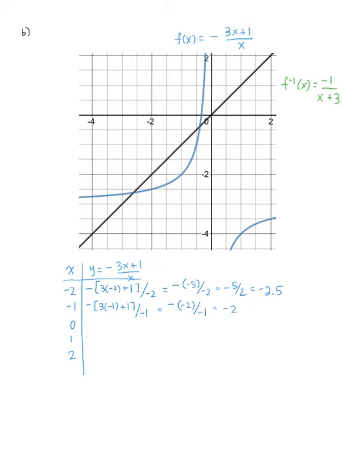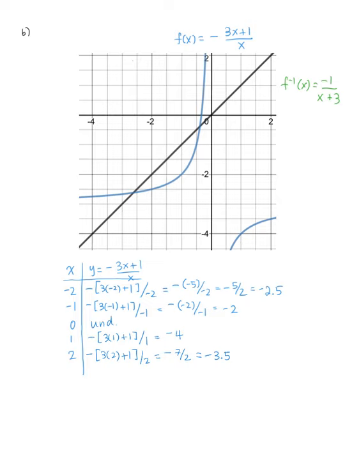All right, now let's go with when x is 0. Notice that we're going to end up getting a 0 in the denominator. So at x equals 0, your y value is undefined. All right, now let's go with when x is 1, then you're going to have negative 3 times 1 plus 1 all over 1, which is negative 3 plus 1, that's negative 4 over 1, so it's just negative 4. And when x is 2, you're going to have negative 3 times 2 plus 1 all over 2. So what do we get? Negative 7 over 2, which is negative 3.5.